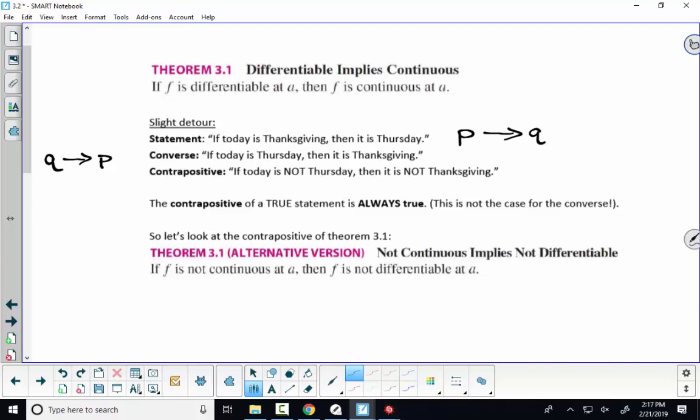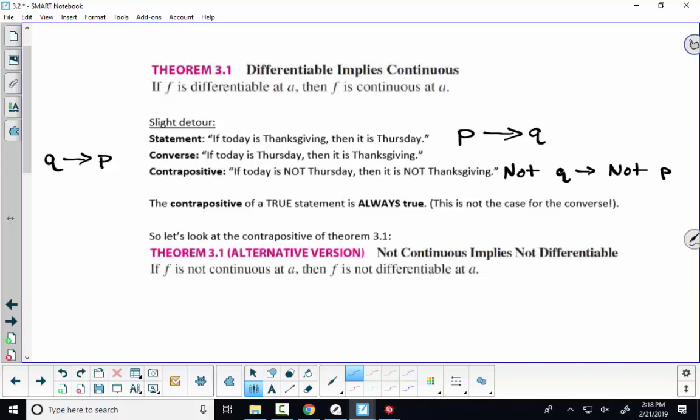And then the contrapositive is when we negate both arguments in the converse. So the contrapositive is if today is not Thursday, then it is not Thanksgiving. We just take the converse and negate both of those statements. Okay. So this contrapositive: not Q implies not P. If you take a truthful statement and you look at its contrapositive, it will always be another truthful statement. That's very common if you progress in math. It's very common to be presented a theorem that says if this occurs, then this occurs. It's really common to look at the contrapositive of that statement.